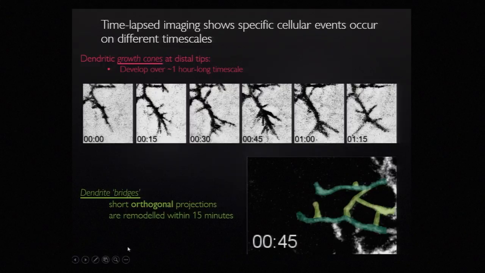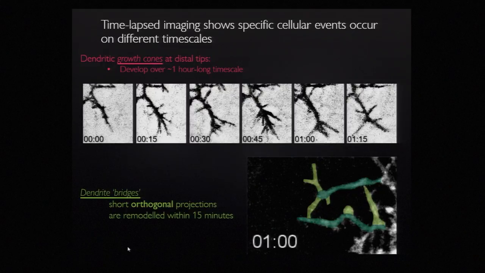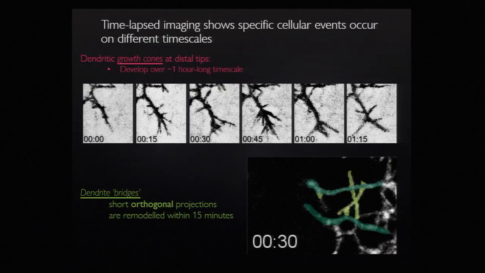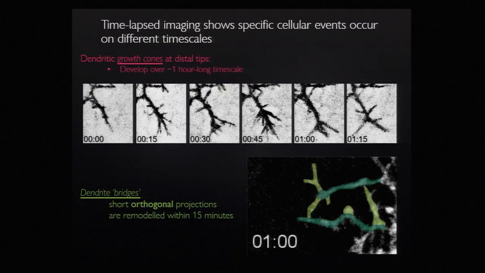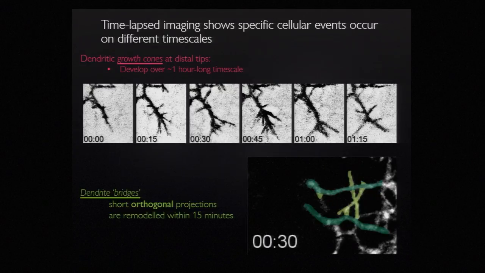And this video will loop one time. So you can see this is a 15-minute time step, and although the green branches aren't extensively remodeled, the dendrite bridges are extensively remodeled.